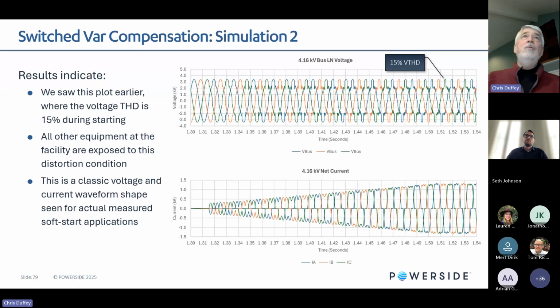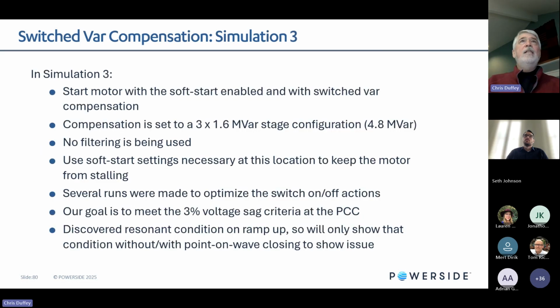Again, the thing that you don't see, like we showed before, is how severe the voltage distortion gets. And in this case, with this soft start application, it's a 15% voltage THD, impacting everything on the 4160 volt system. In simulation 3, with the soft start, we also now included reactive compensation to put them together. But in this case, first starting with just a capacitor bank.